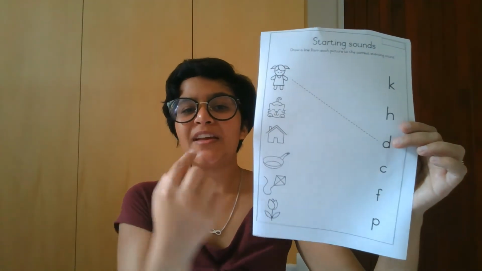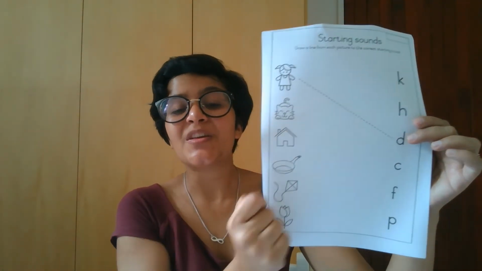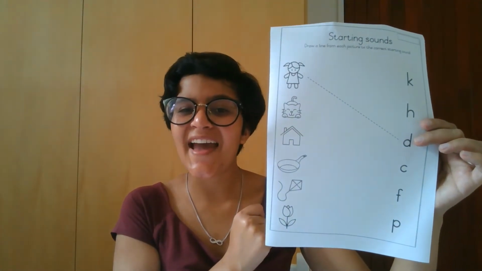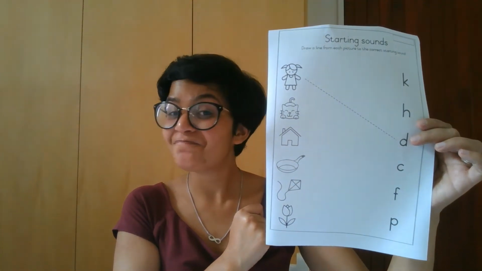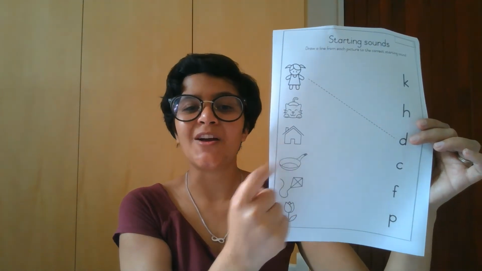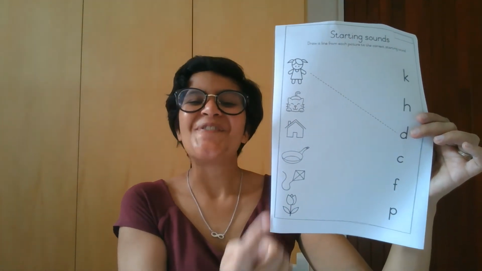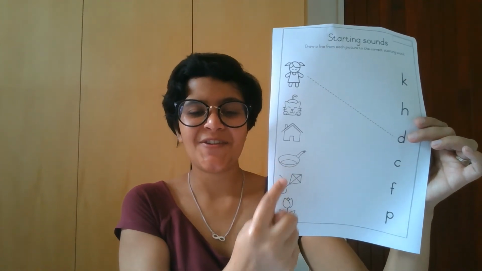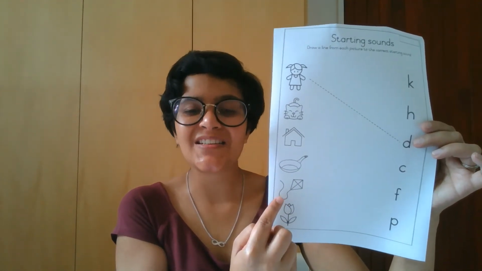So we're going to connect the picture of the cat to the letter that it starts with. What does cat start with? Good. What does house start with? What does pan start with? What does kite start with?